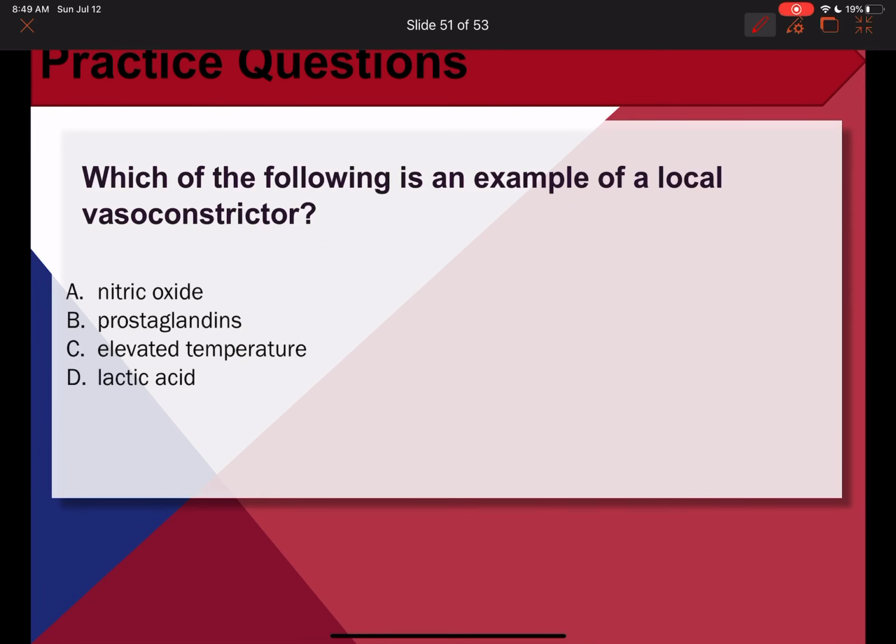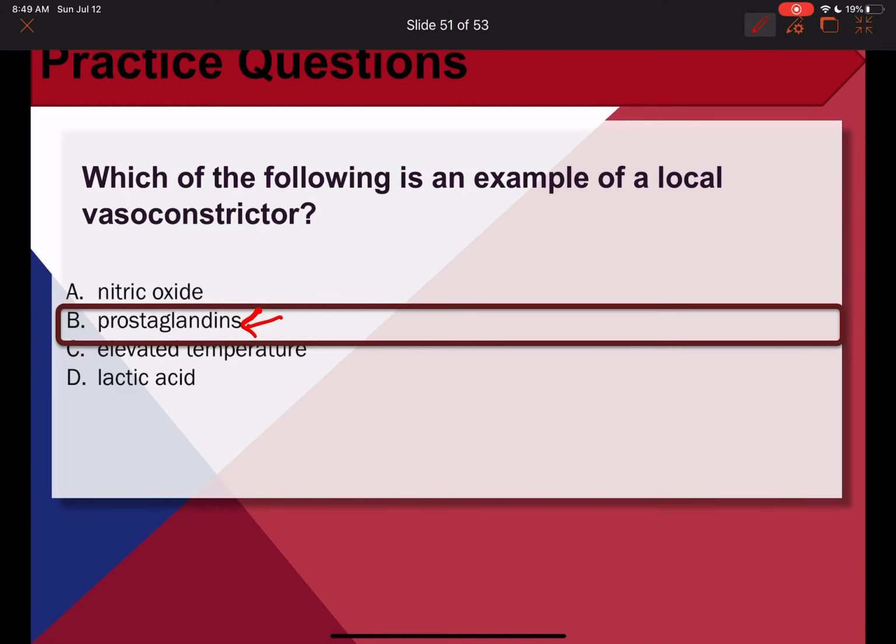Which of the following is an example of a local vasoconstrictor? Prostaglandins. And that's all I have for you for this chapter.